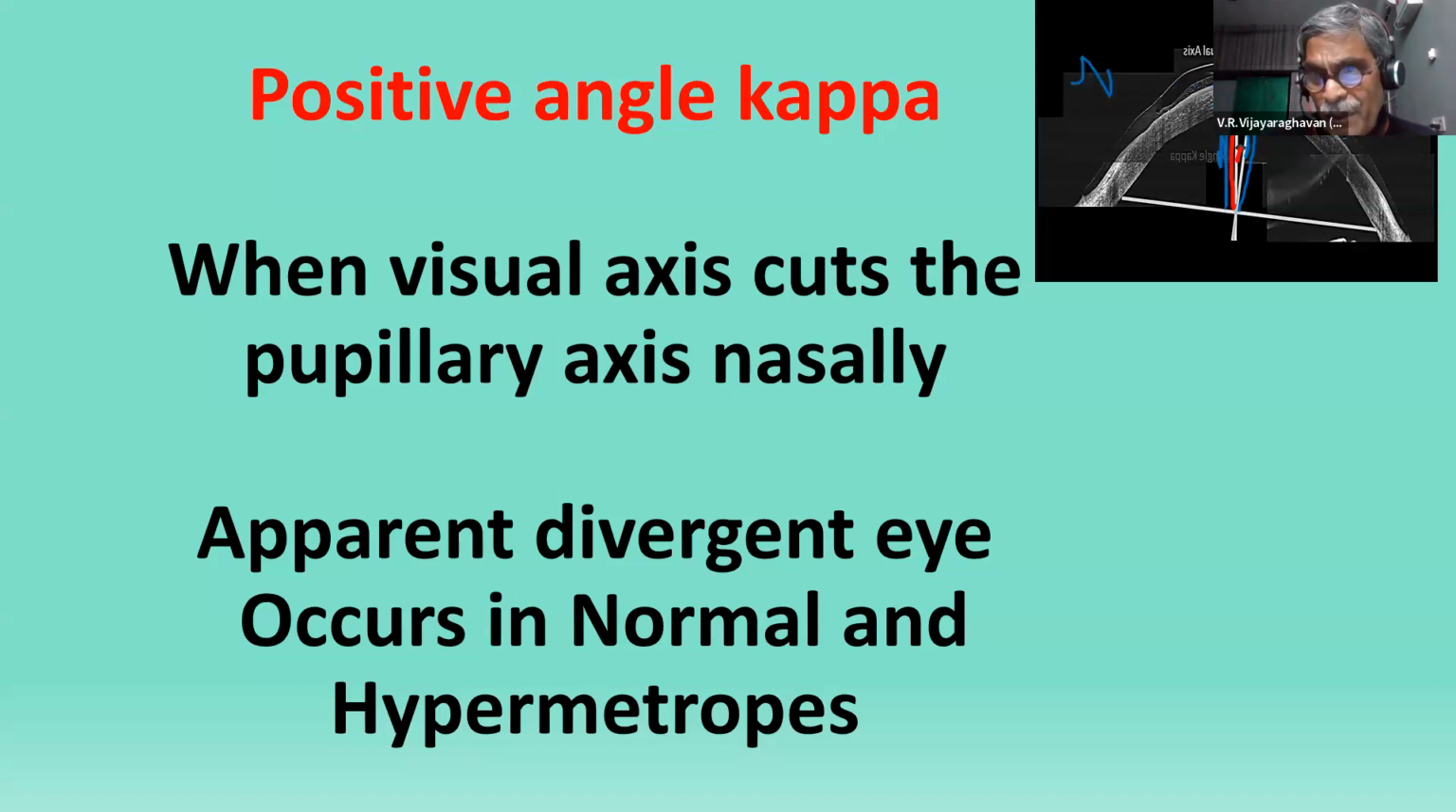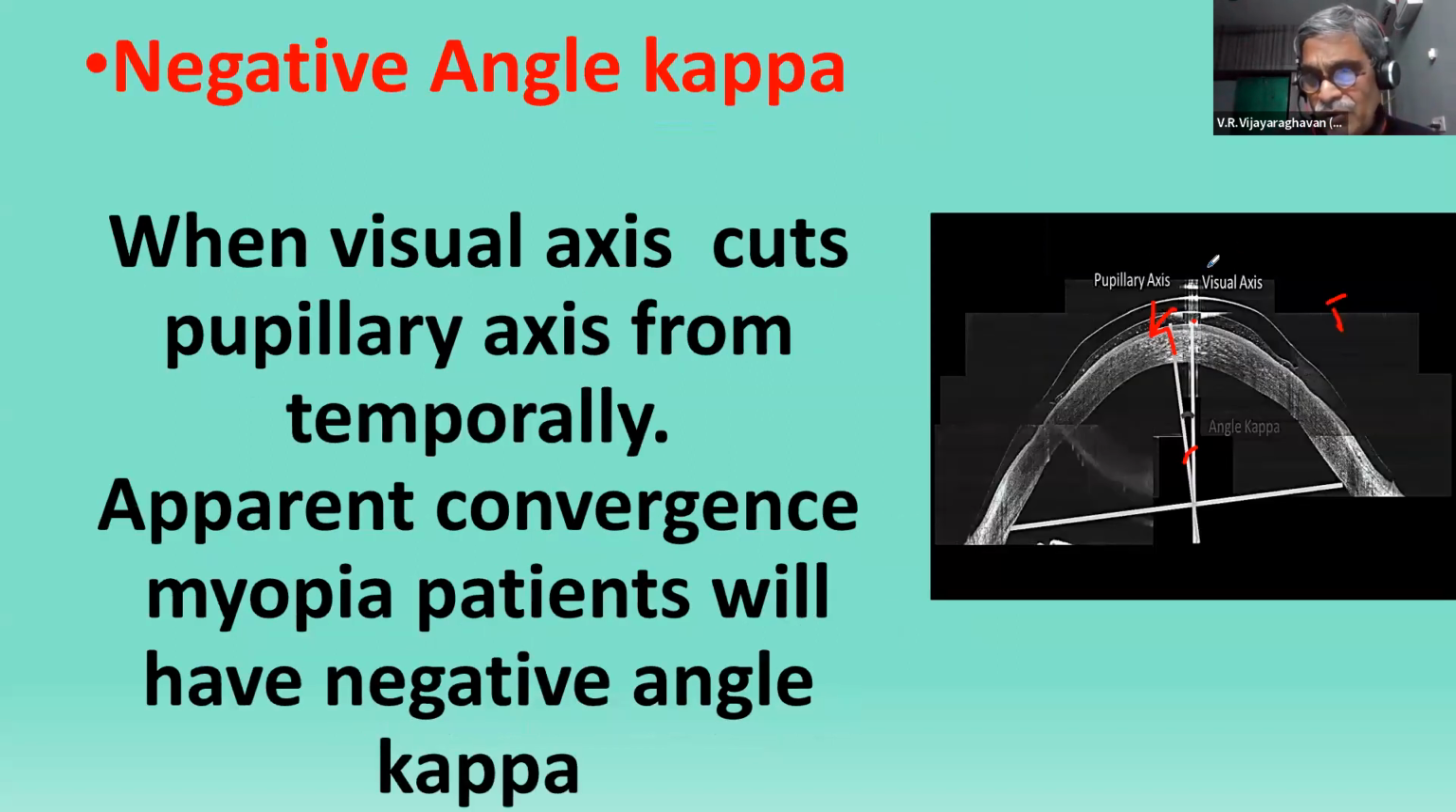Imagine now, this is the pupillary line, so naturally it appears to be slightly outwards. The eyeball appears to be outside. That means divergent. Negative angle kappa, I told you, the eyeball is slightly inward. Because the visual axis here and the pupillary axis here, the eyeball appears to be inside.